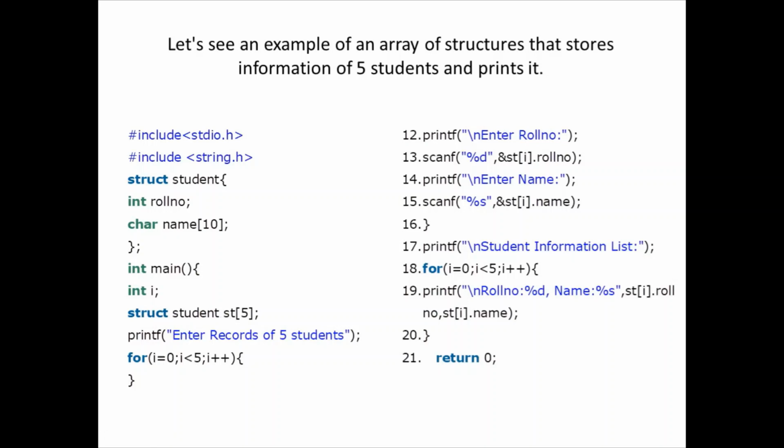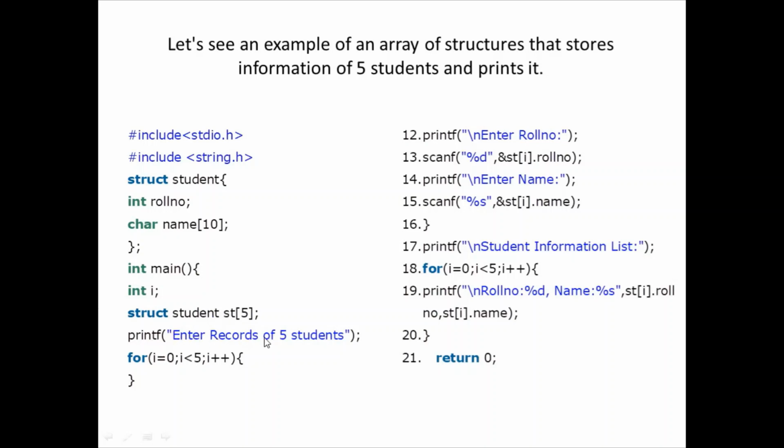And how many elements are we going to store? I'm going to store the 5 students' information. So how are we going to declare an array? Name of the array is st. What is the size of the array? 5. That means I want to store the 5 students' information. So this array is what type of array? It is a struct student. So we are going to store the student data type.